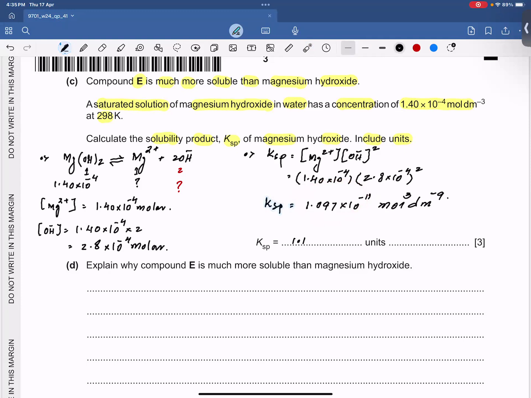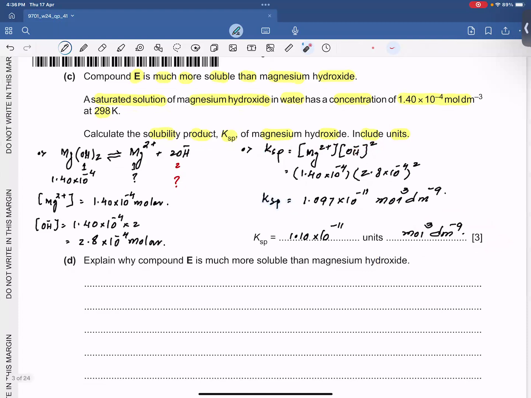1.10 into 10 to the power minus 11. Unit is mole cube dm minus 9. यूनिट कैसे पता चल रही है? ये मोल पर डीएम क्यूब है, ये मोल स्क्वायर डीएम माइनस 6 है, ये दोनों यूनिट्स मल्टीप्लाई होंगी तो पावर ऐड होने से ये आ जाएगी आपके पास.